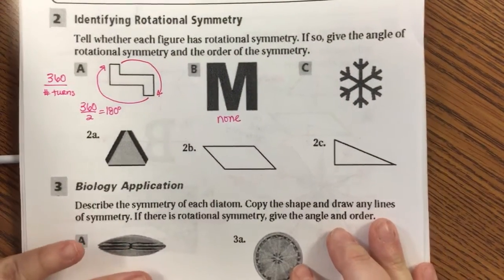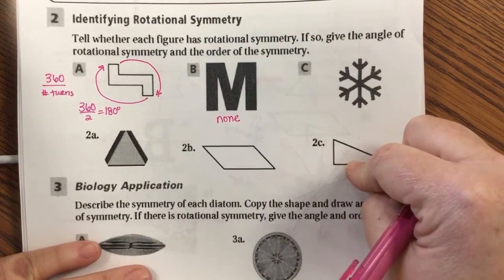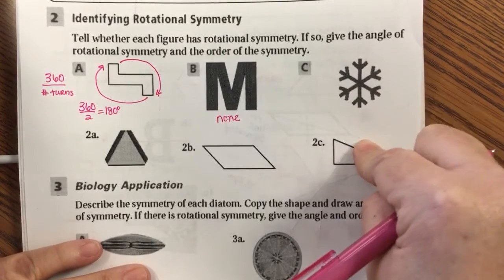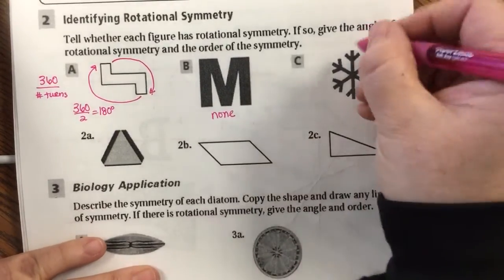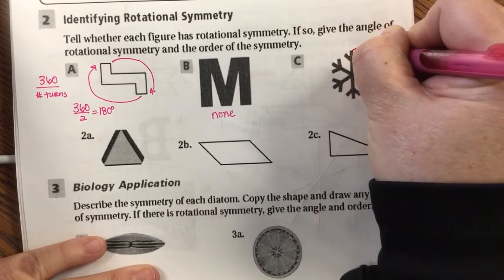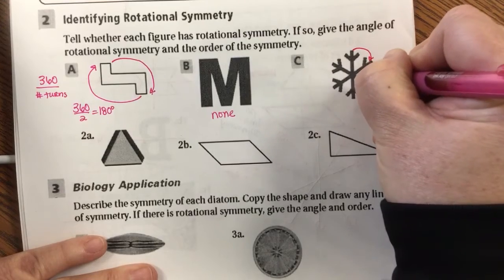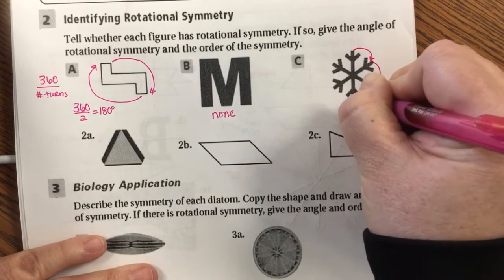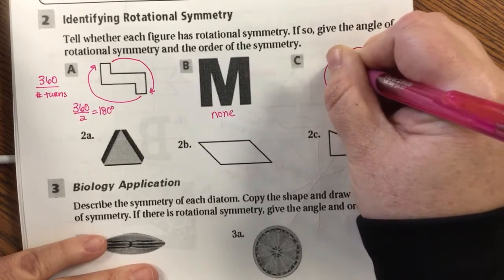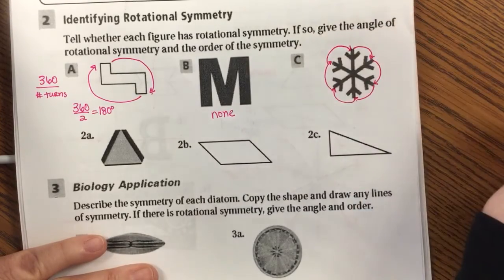All right, let's look at C. So now we have this snowflake. This is kind of where your lines of symmetry can help you. I agree that if I could rotate this to here, this one I could rotate to here, which would move this one to here, and this one to here, and then this one goes up here, and so on, and we're back to the very beginning.